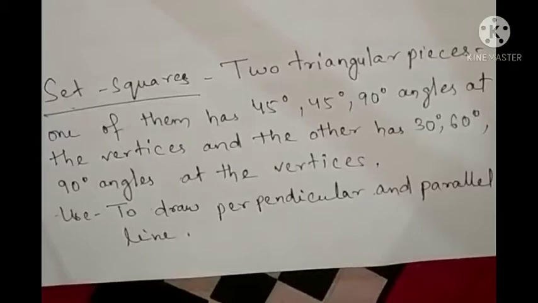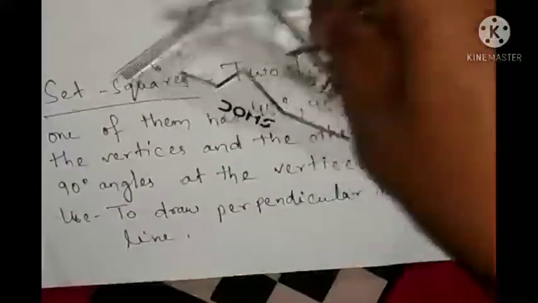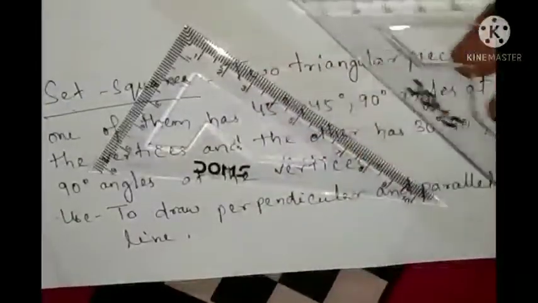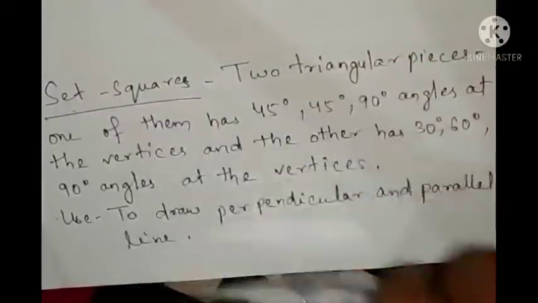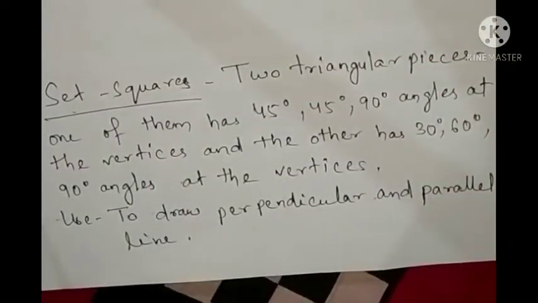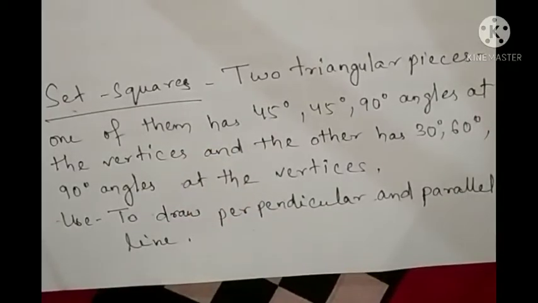Then next instrument is what? Next instrument is the set squares. So these are set squares. This is one set square and this is the other set square. So what is a set square? Two triangular pieces, one of them has 45 degree, 45 degree, 90 degree.